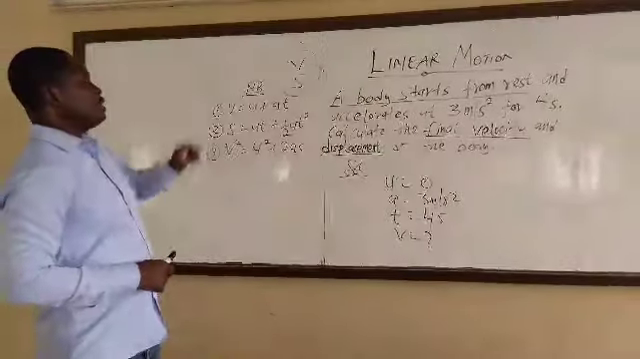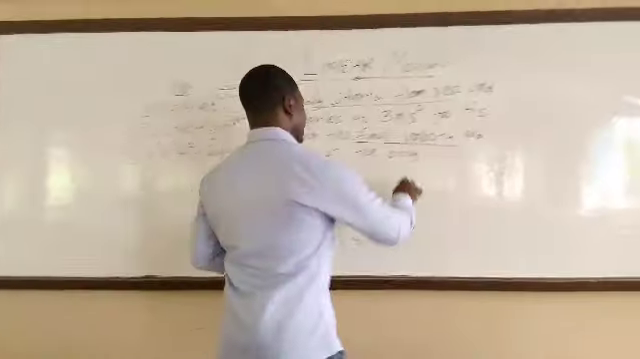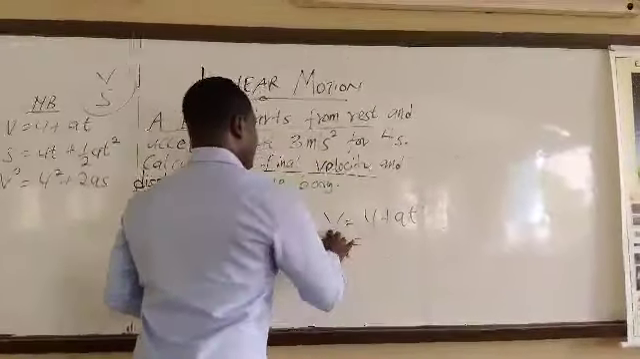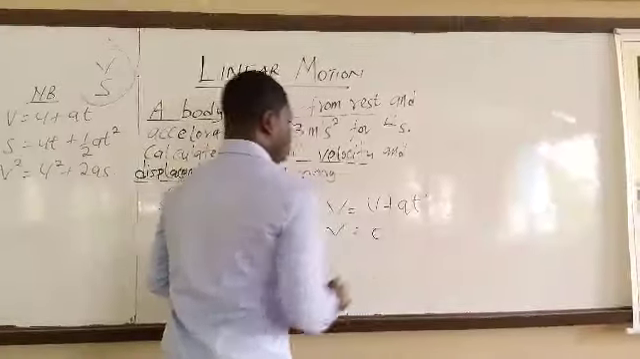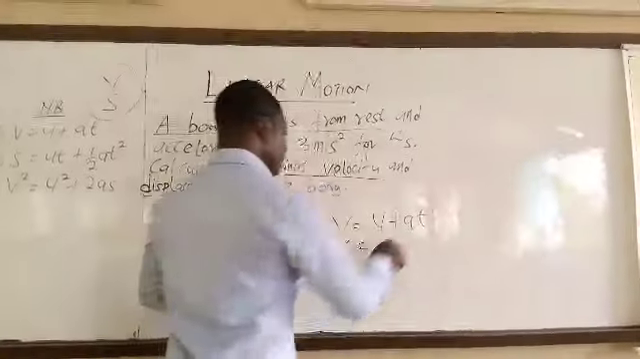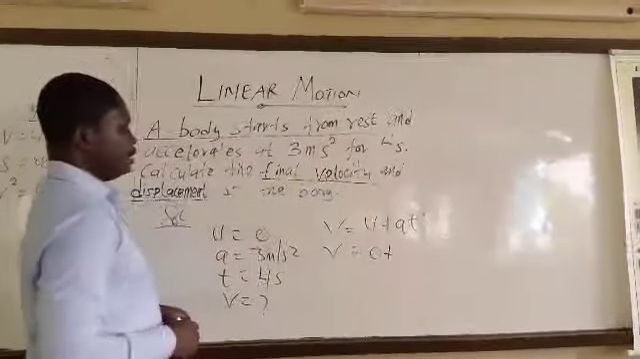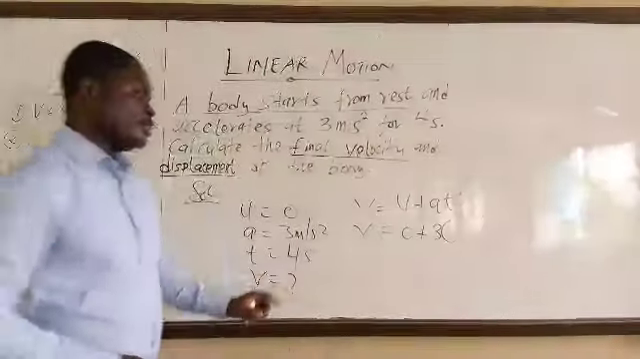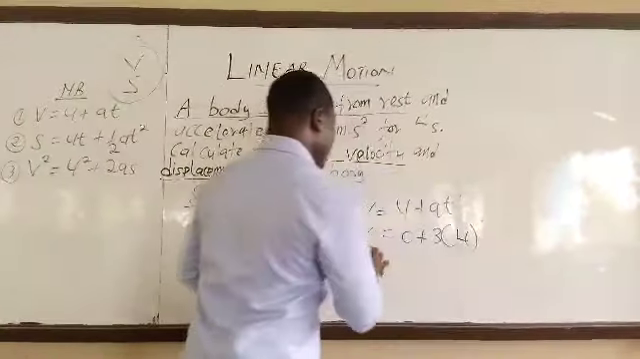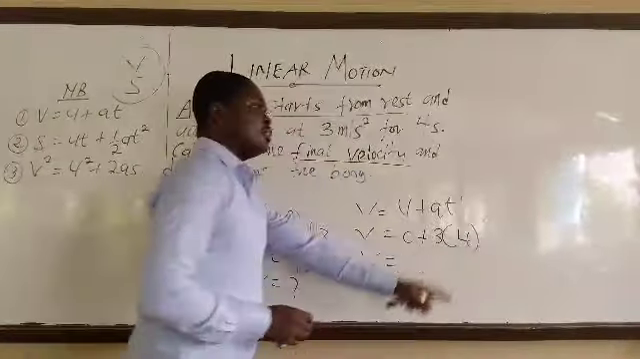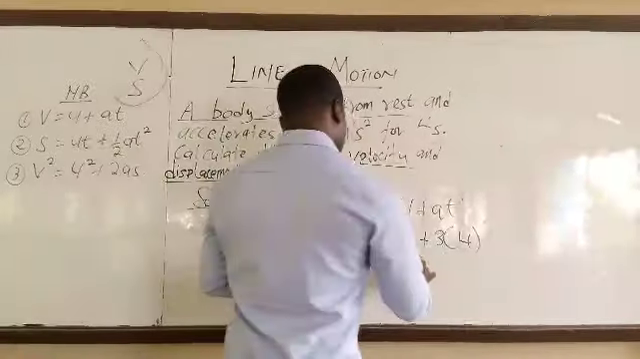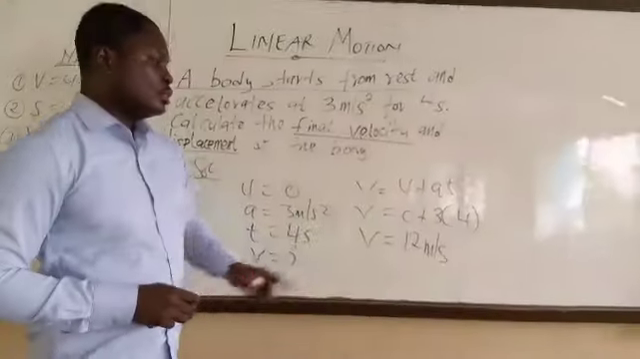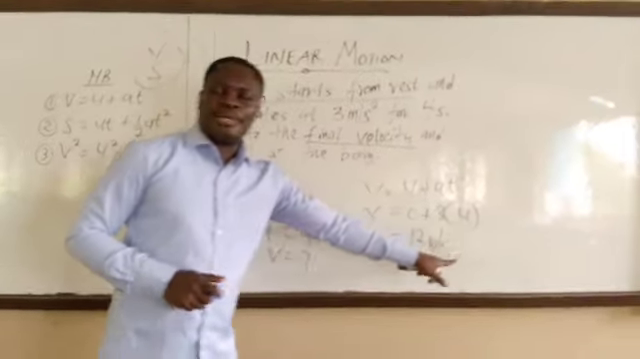We can use the first equation. So let's put it down. v is equal to u plus at. We already know that u, the initial velocity, is 0, plus the acceleration, which is 3, then time is 4. So the 3 will multiply the 4 and give us 12. So we have the final velocity to be 12 meters per second.